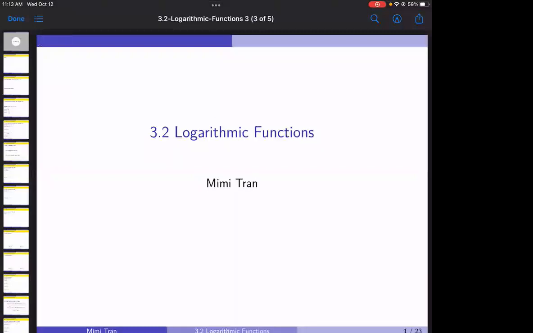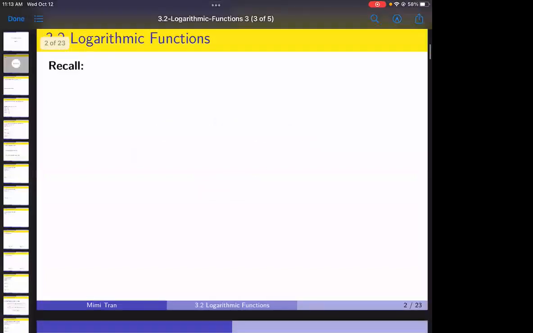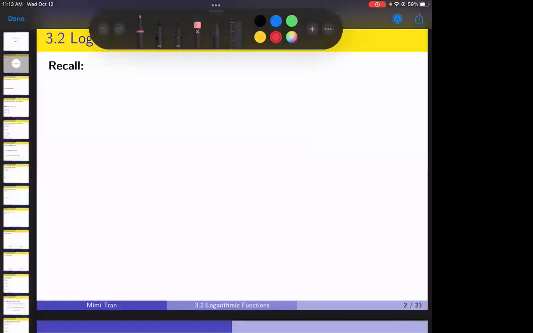What are logarithmic functions? Okay, so let's recall exponential functions. Can someone remind me what are the two types of exponential function we know so far? Very good, thank you. Bonus check mark for you. Exponential growth looks like this. It's increasing from left to right and goes through (0, 1).